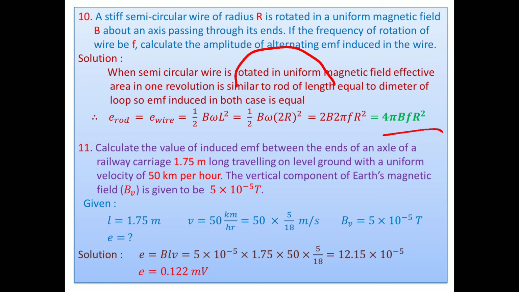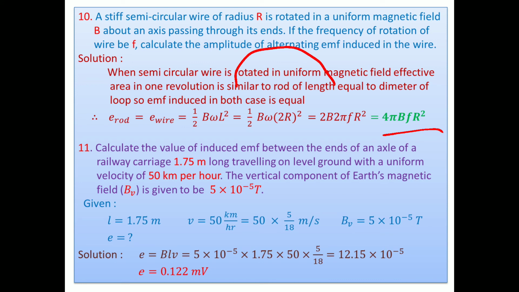Thereafter, we go through another numerical. Calculate the value of induced EMF between the ends of the axle of a railway carriage. The length is 1.75 meter. Axle means along the axis, two wheels are there. The distance between these two wheels is actually 1.75. The rod is connected to these wheels. This rod is the axle.